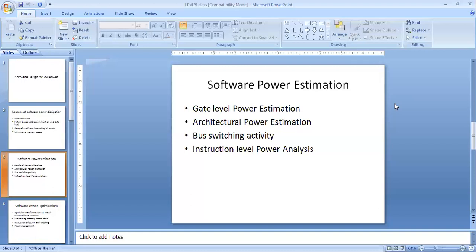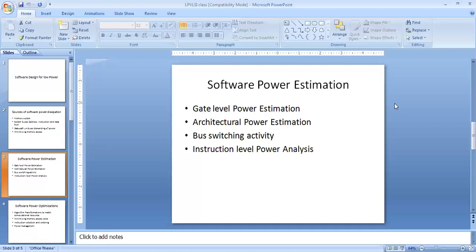What is meant by gate level power estimation? Gate level power estimation is important in evaluating the power dissipation behavior of a processor design. Here, a detailed gate level description, including layout parasitics, is available for the target processor. So if you run this gate level, then you will have the knowledge of all the parasitic capacitance, and based on the parasitic values, you can estimate the power.